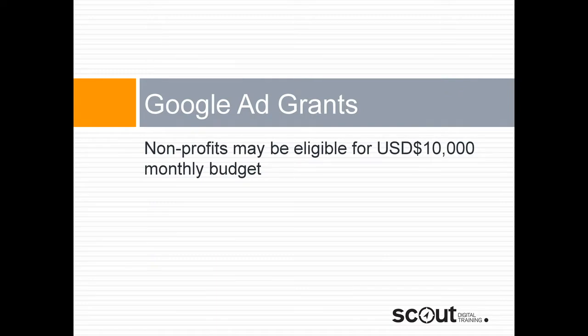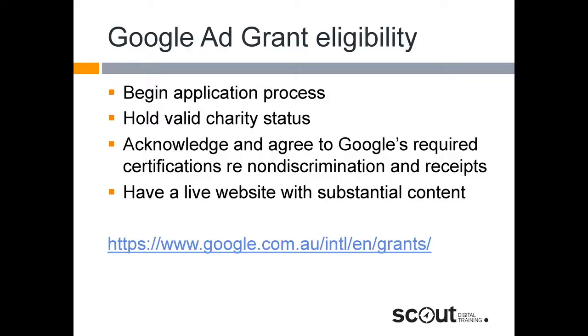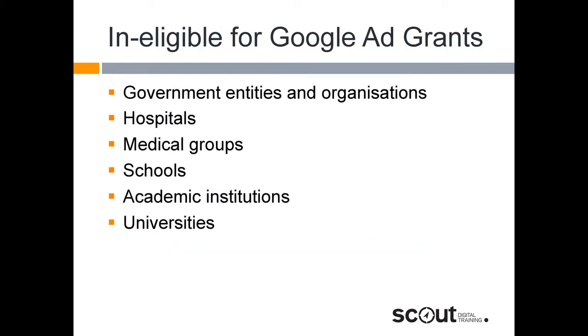Okay, so also just want to quickly mention Google Ad grants. In case you're not aware of them, non-profit organisations may be eligible for up to $10,000 US as a monthly ads budget to use the Google Ads platform. There are a couple of eligibility factors, so do either Google this or check out the link to look at full details. You need to apply for the ad grant and obviously have your application accepted. You need to be a valid charity, agree with Google's required certifications, and have a live website with substantial content.